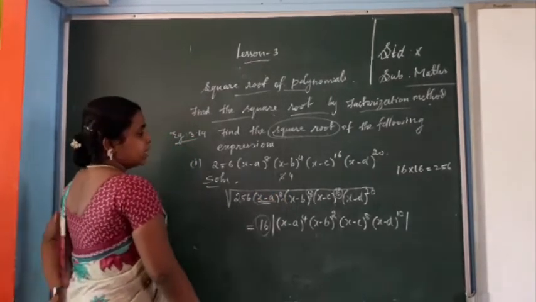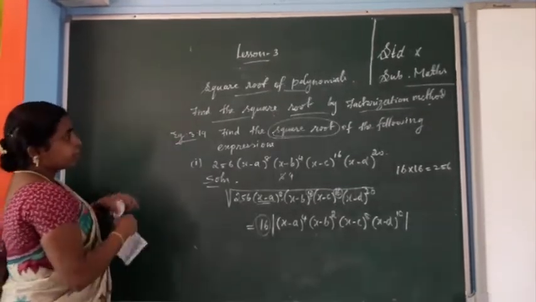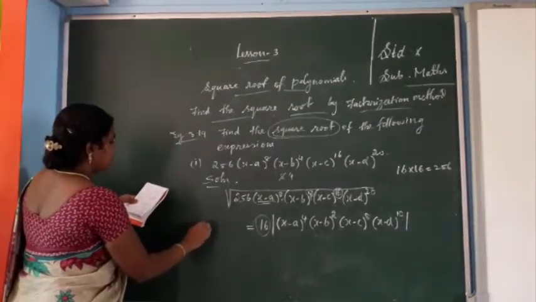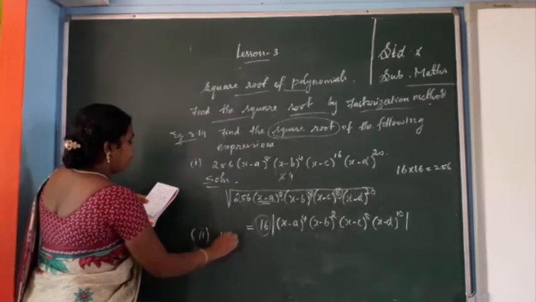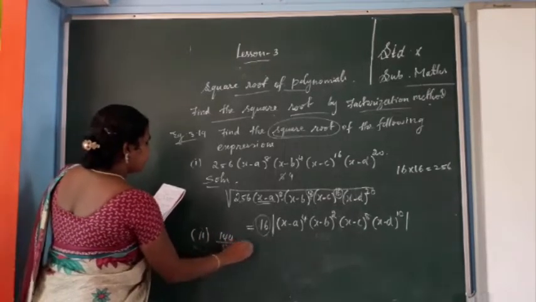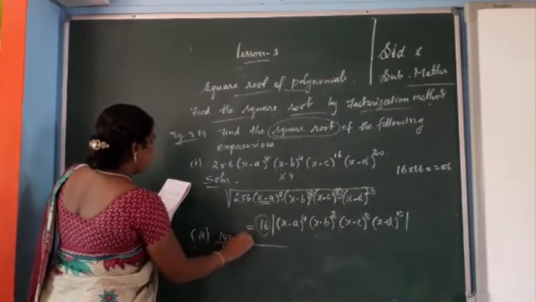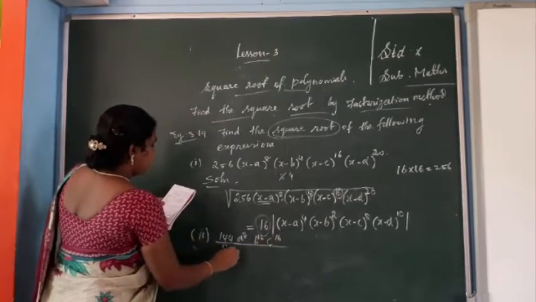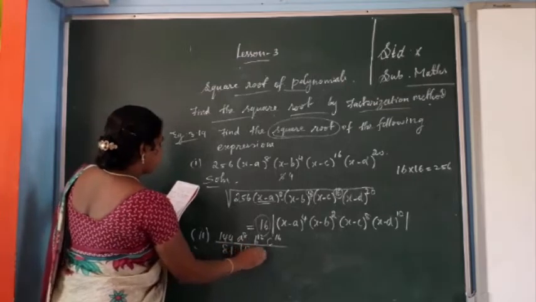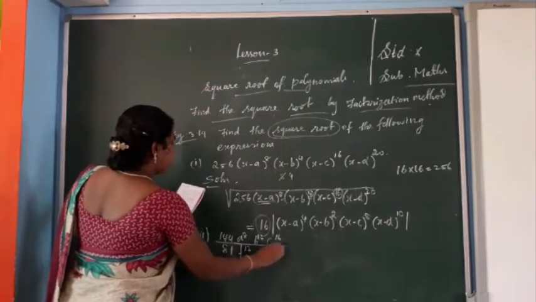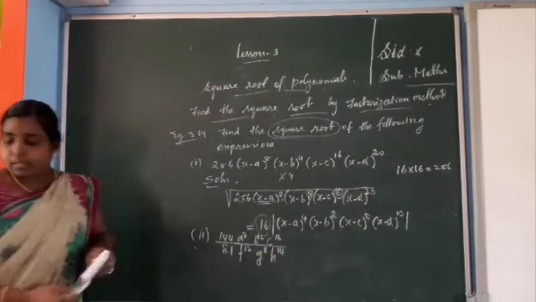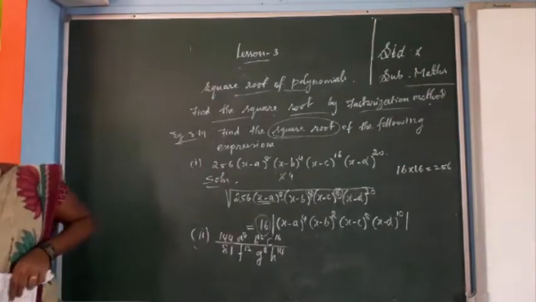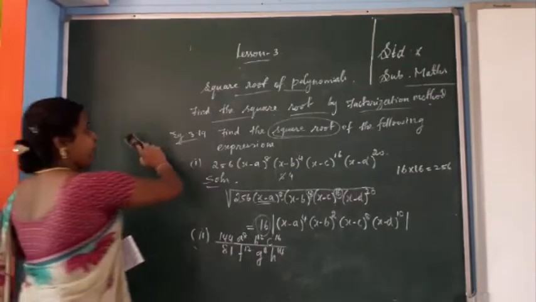Next, second subdivision. 144 a power 8 b power 12 c power 16 divided by 81 f power 12 g power 4 h power 14. Okay, this is the question. So find the square root of it. You have to write it in square root.